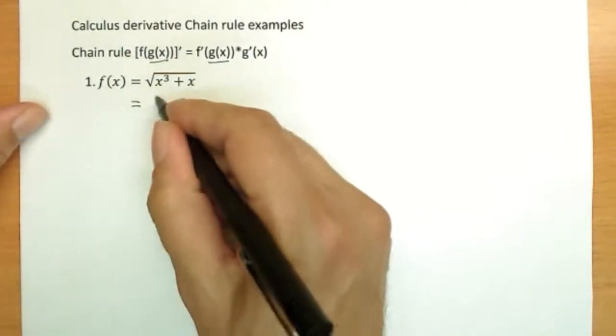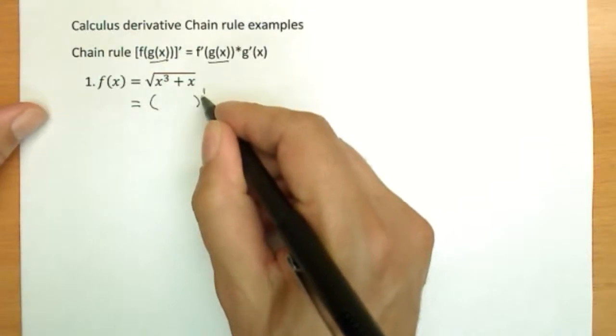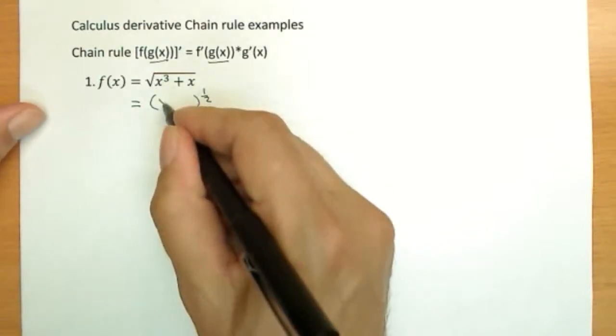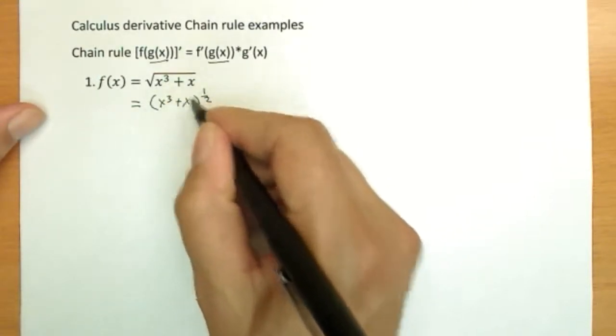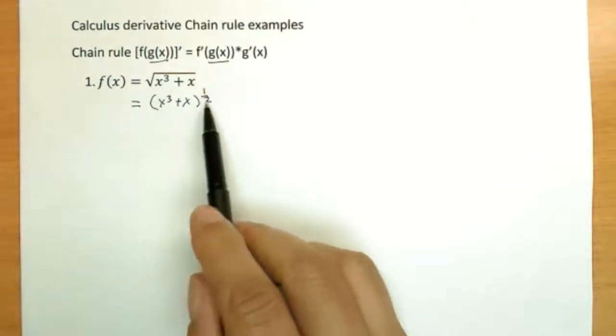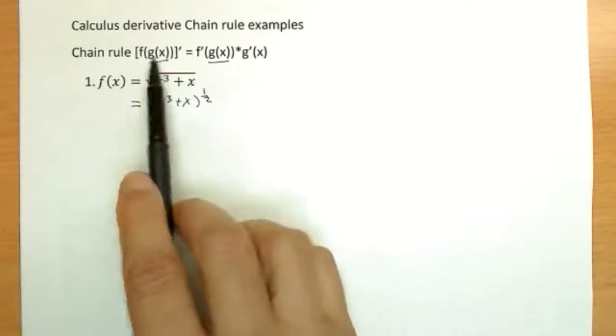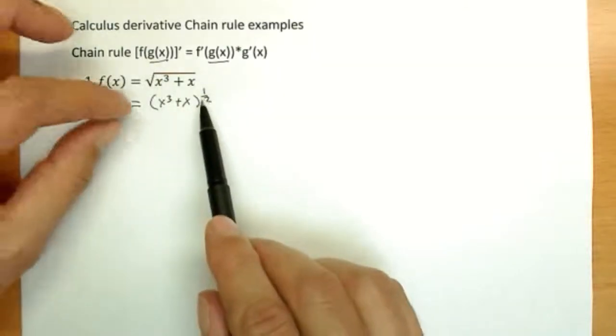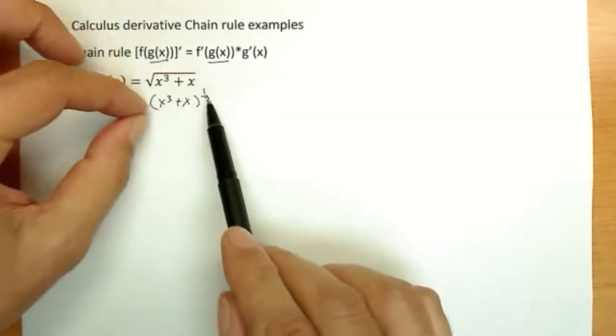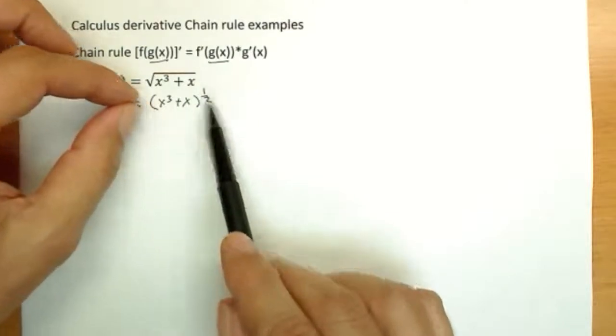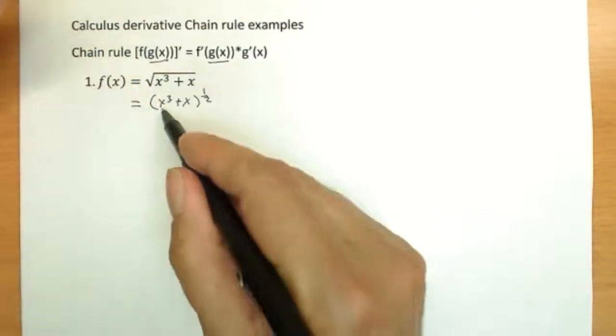First, before I do any derivative, I'm going to rewrite this. We didn't have rules with square roots, so I'm going to rewrite the square root as a power. F of x is x cubed plus x, to the 1/2 power. So now we're ready to do the derivative. We have f of g of x. Our outside function here, or the first one we run into, is the 1/2 power. We have something to the 1/2 power. This is going to be my g of x.